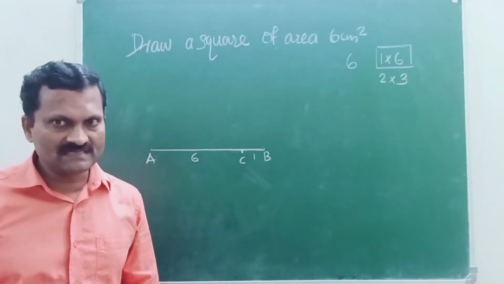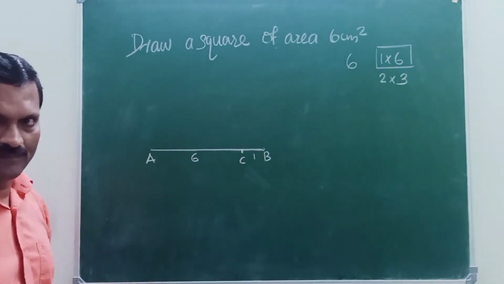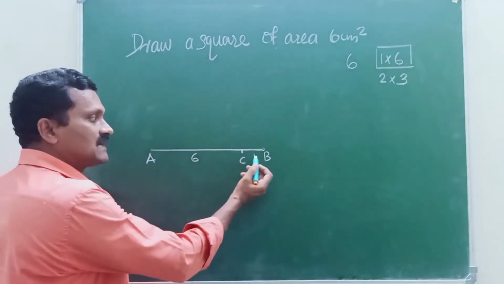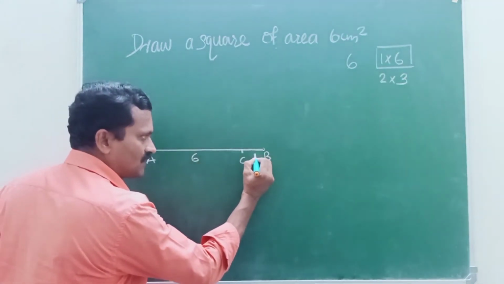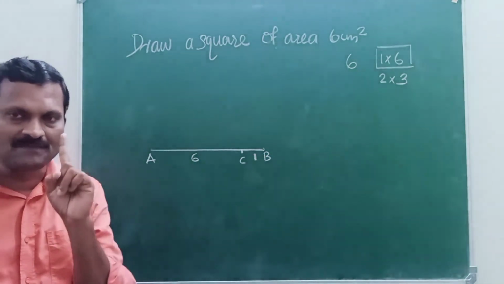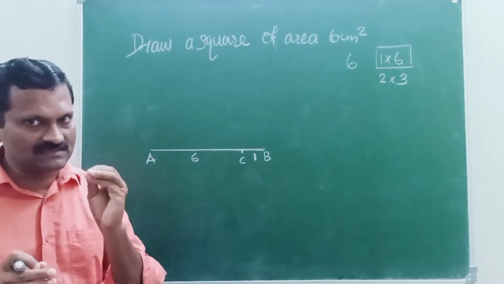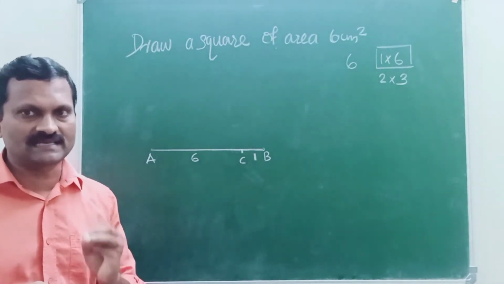Select the numbers 1 and 6. So, draw a line segment AB of length 7 centimeter. How did we get 7 centimeter? 6 plus 1. We select the numbers 6 and 1. So, the line segment is of length 6 plus 1, 7 centimeter.